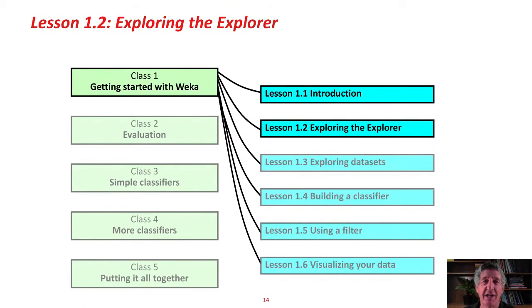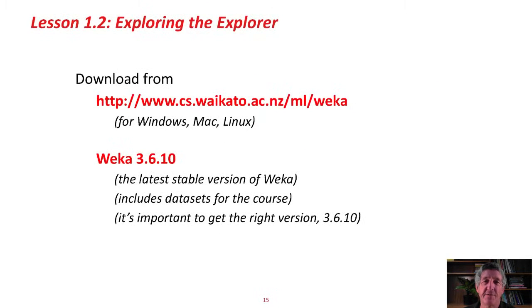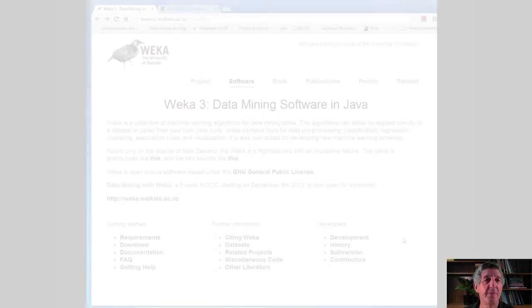Remember, there are 5 classes in this course, and each class consists of about 6 lessons. So this is the second lesson of the first class, and we're going to explore the Weka Explorer interface. Actually, first we're going to download the Weka system. This is something you're going to have to do on your computer. We're going to download it from this URL. So without delay, let's go straight there.